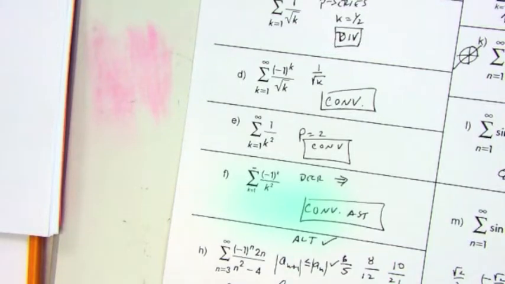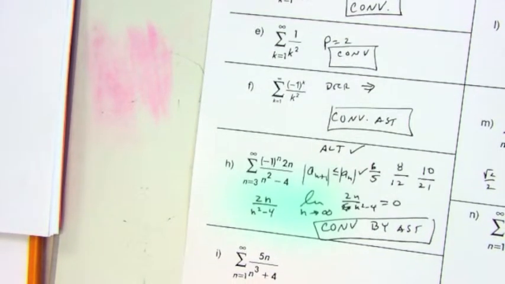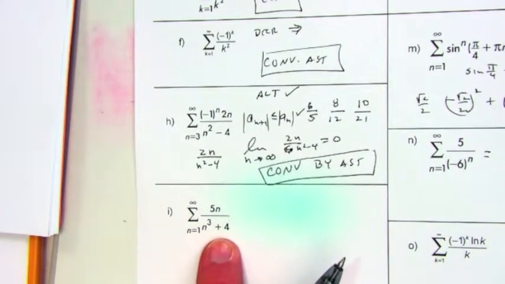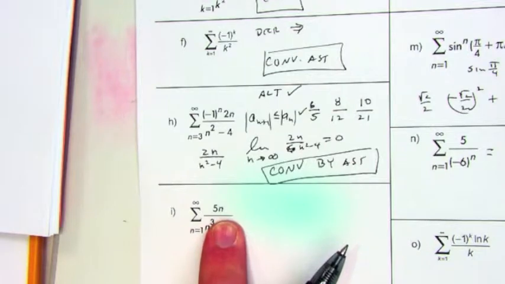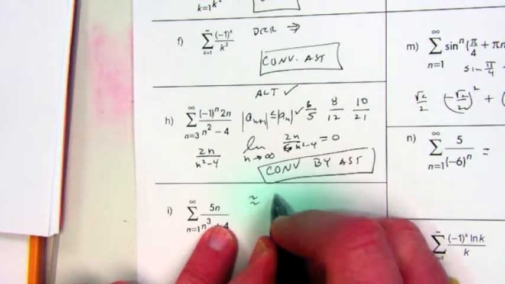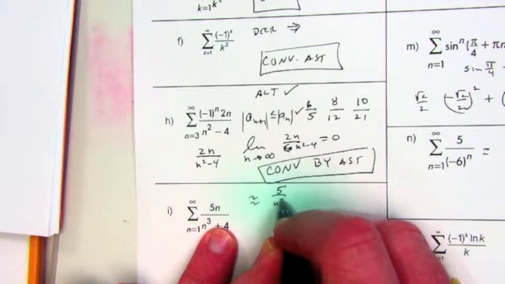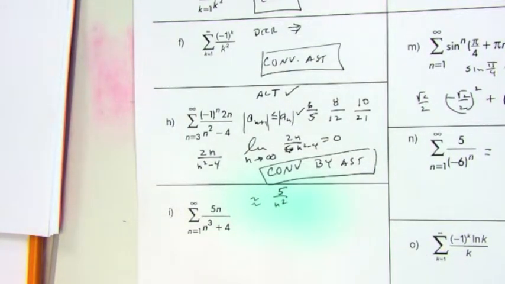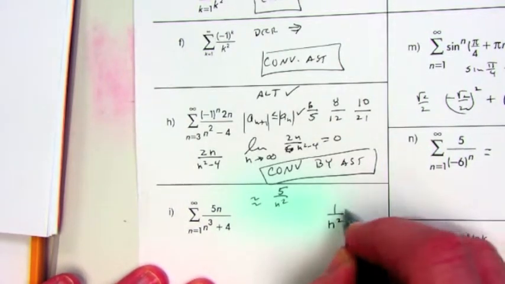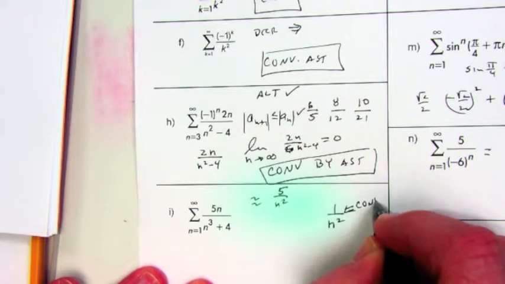Okay? All right, we got 2 left. Well, this one is not alternating. So I have to think about what I can compare it to. Limit comparison is our valuable tool here, because this is not a p-series since I'm adding 4. If I cover this up, 5 over n cubed is really close to 1 over n squared, because it simplifies to about 5 over n squared. So we're going to use limit comparison and compare it to just 1 over n squared, which we know converges.